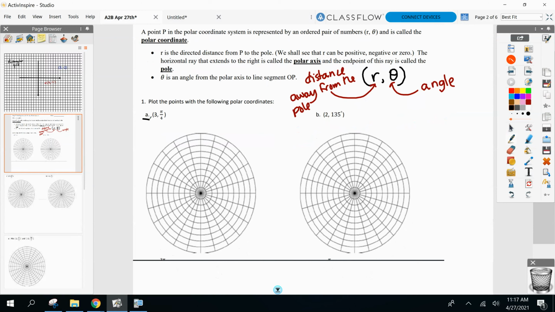And graph that angle for me. 3 pi over 12. Make sure you go counterclockwise. So let's see, 1, 2, right here, 3. Here's 3 pi over 12. So go ahead, graph that angle for me.